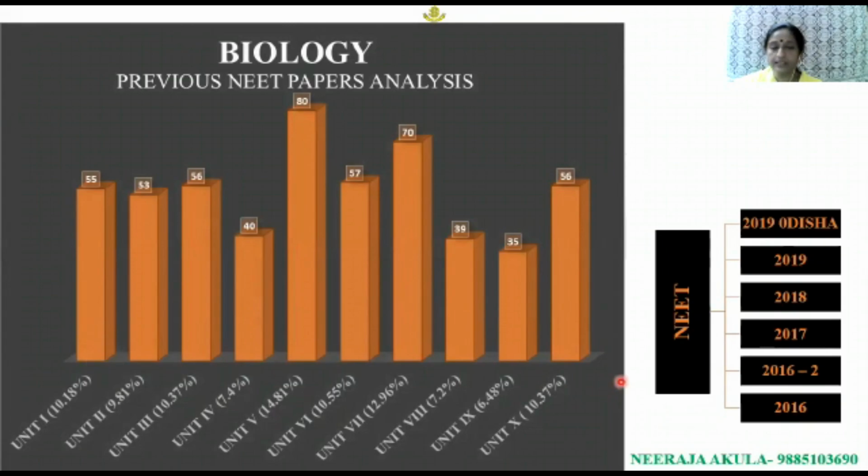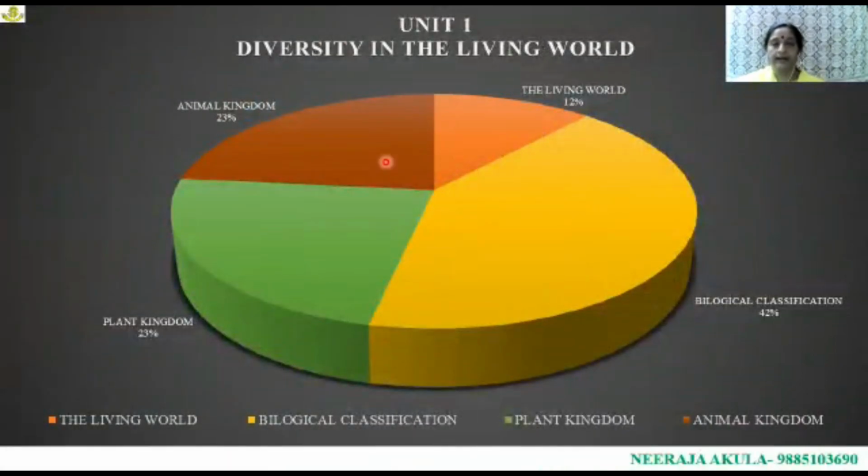Out of these 10 units, the maximum number of bits are contributed from human physiology. Second stood genetics and evolution. Third position is occupied by reproduction. So we have to focus to the maximum extent on human physiology, next to this genetics and evolution, and then reproduction. And then let us take unit 1, diversity, living world.